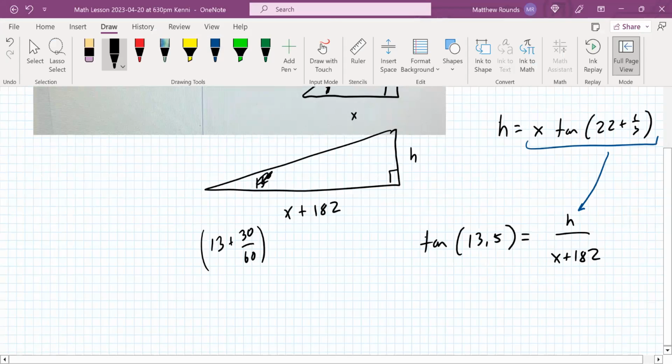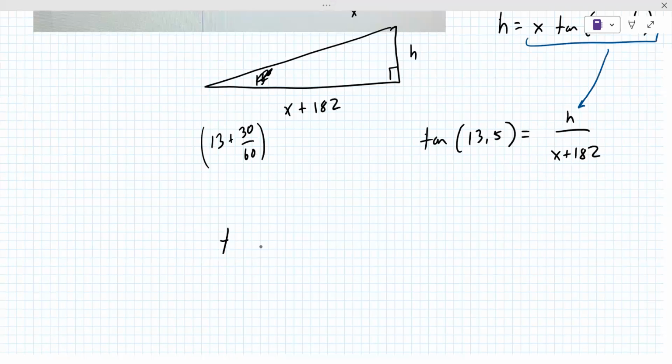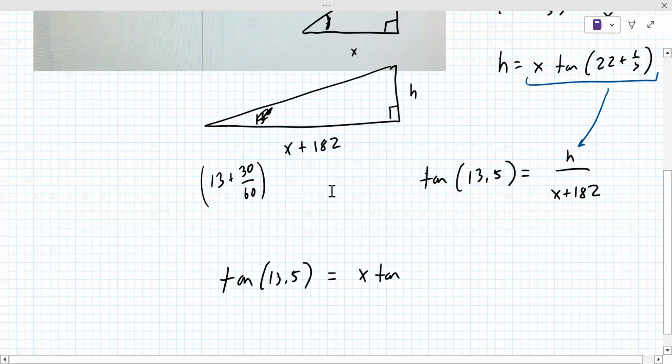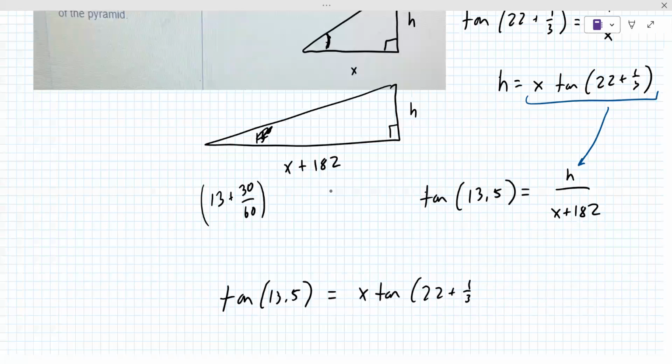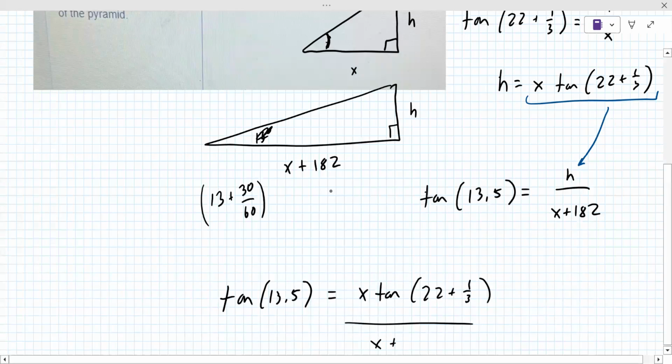You're towards the end of the assignment. They're going to be a little bit more difficult. So you've got tangent of 13.5 equals x tangent of the 22 plus 1/3 over x plus 182.